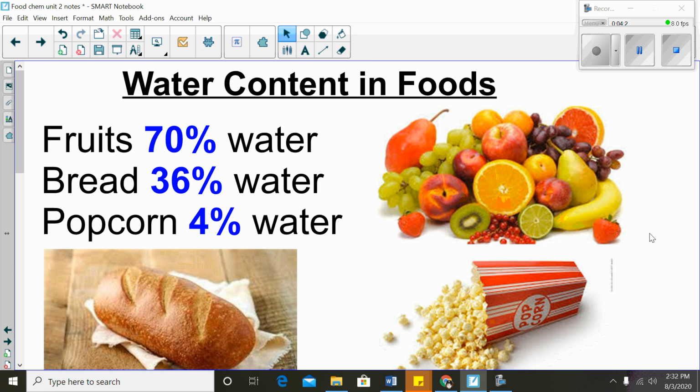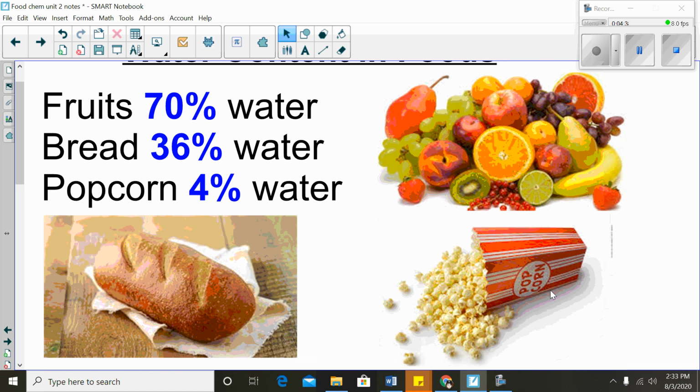Okay, so let's look at the water content in foods. And these percentages should make sense if you just look at the dryness of the foods, right? So fruits have 70% water, bread is 36% water, and popcorn is 4%. So yes, there is water in popcorn. It's a very tiny amount, but when you heat up corn kernels, that's how you get the popcorn, right? So you heated up that water, the kernel exploded and gave you the fluffy popcorn.